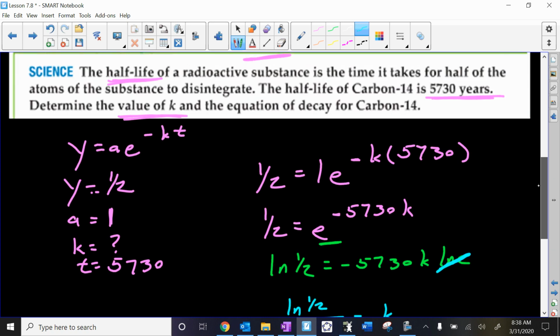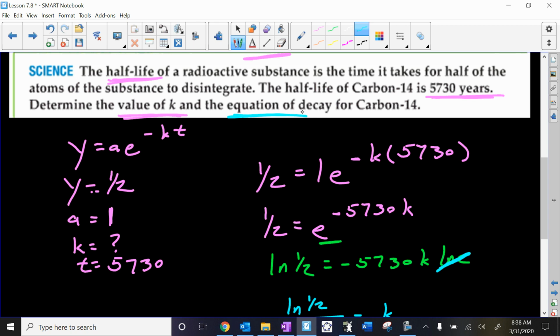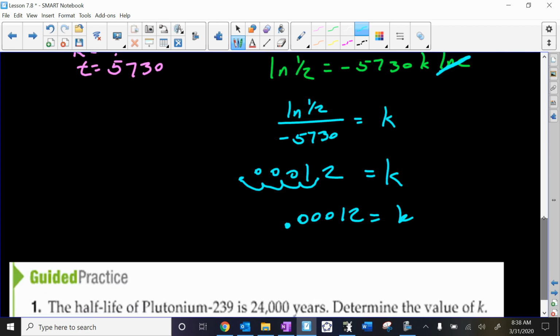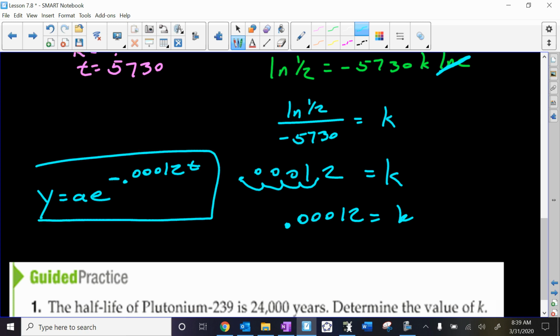They also wanted me to take that and then write the equation. So if I write the equation, we're going to say we have y equals whatever a is. I'll just keep it as a. E to the, since I'm decaying, I need a negative exponent, 0.00012 t. There's your equation. There's your rate.